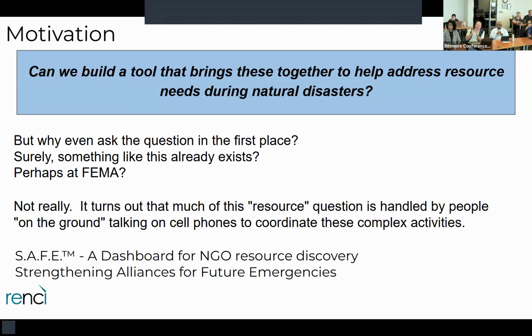And that's where SAFE comes in. So in the first slide, I mentioned strengthening alliances for future emergencies. SAFE is a prototype dashboard for what I've called NGO resource discovery, but really I think of it in my head as matchmaking, right? There's a need and there's a resource. First off, you've got to identify both. Then you've got to figure out how they can get together to do something positive. So that's kind of my thoughts as to how we got here. And at this point, I'm going to turn it over to Cassandra to pick up the interesting part about the collaboration and some of the details of the work itself.